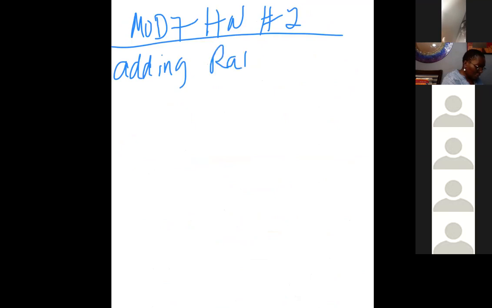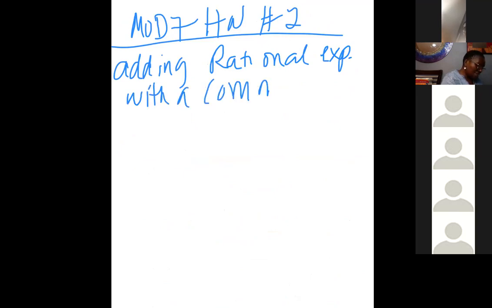And we are adding rational expressions with a common denominator. In other words, the denominators are the same. They are alike. And when the denominators are the same, guys, that makes it so much easier to deal with, right? So here's the process for adding these problems that have the exact same denominator.